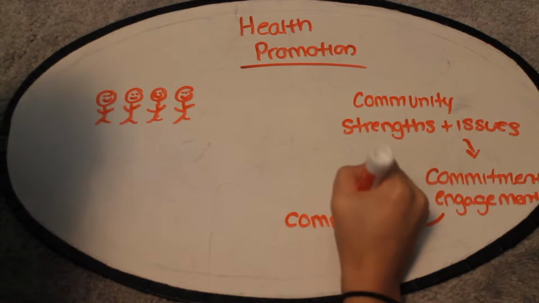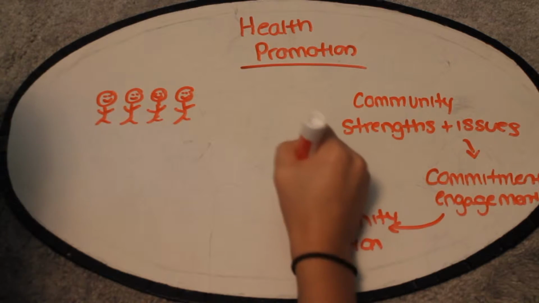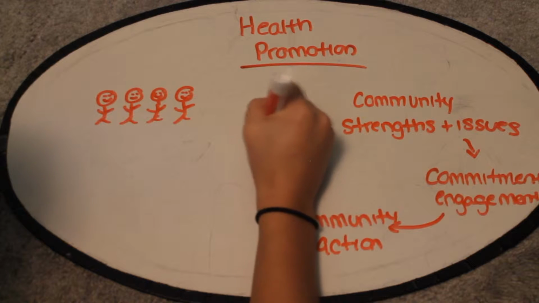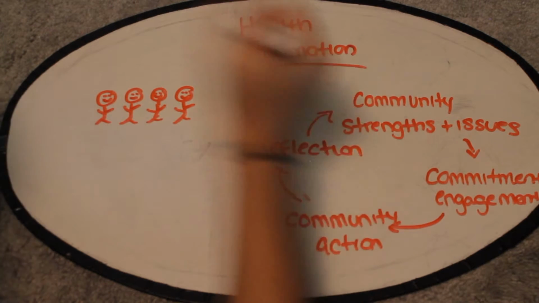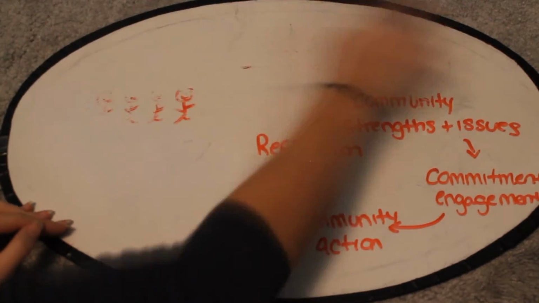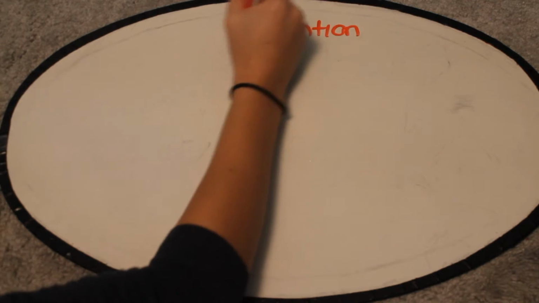The final step is reflection. In this step, the community reflects on lessons they have learned, shares knowledge, and plans any improvements that can be made. The circle then continues, going back to addressing community strengths and issues, and repeating until a healthy community is established. Health prevention has 3 levels: primary, secondary, and tertiary.